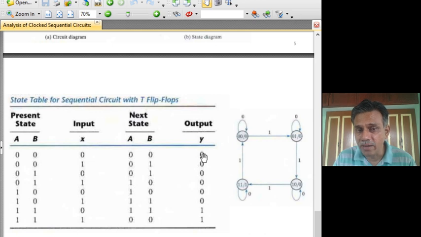Input is not affecting the value of the output. So input will have an effect on which state you go to from the present state, and in that state what will be the output. So the input will not affect the output at the same time. It will have an indirect effect on output.